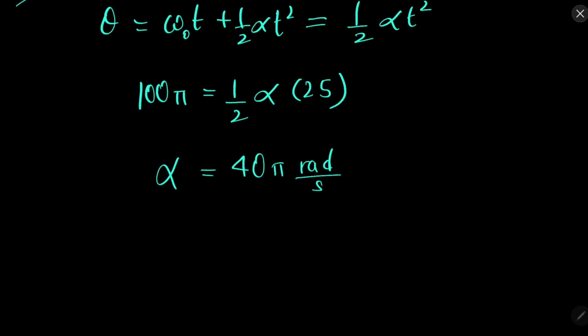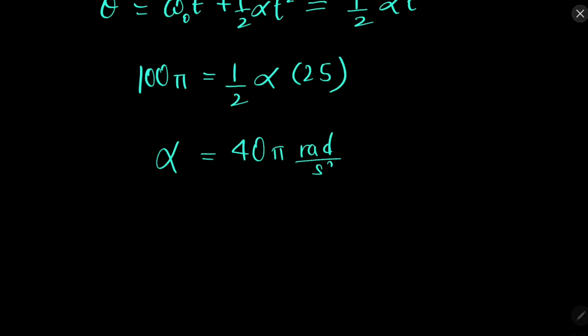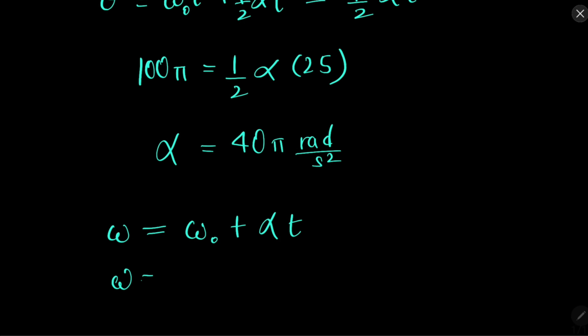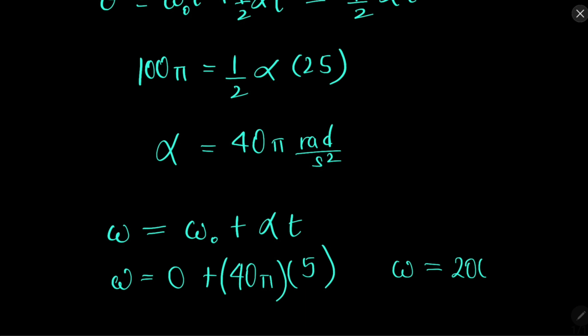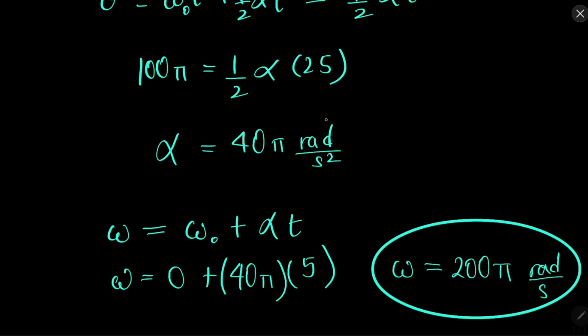Radian per second square actually, because this is angular acceleration. So now we need to find angular velocity. So omega equal to omega naught plus alpha t. So omega equal to 0 plus 40 pi, time is 5 seconds. So omega will be 200 pi radian per second.